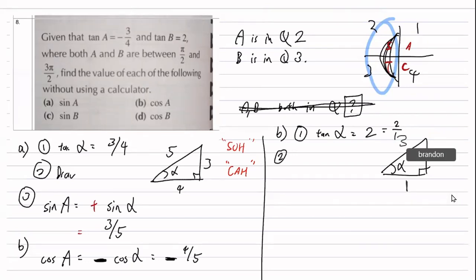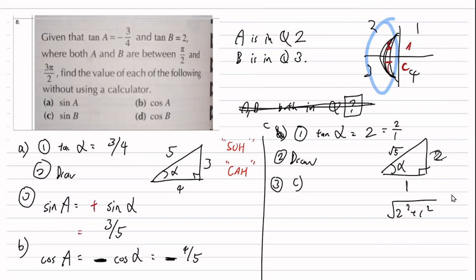2 square plus 1 square, then you take a square root. Root 5. Square root 5. So that means you are done with step 2. We can move on to step 3. Finally, part C and D.